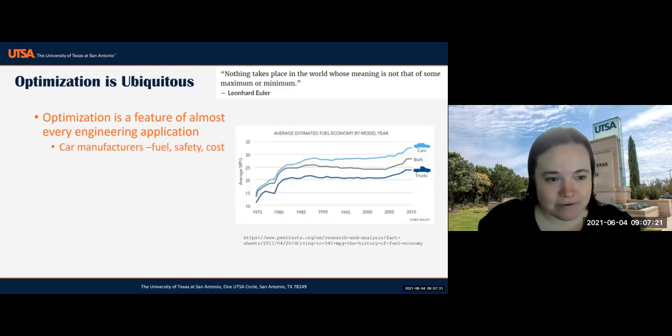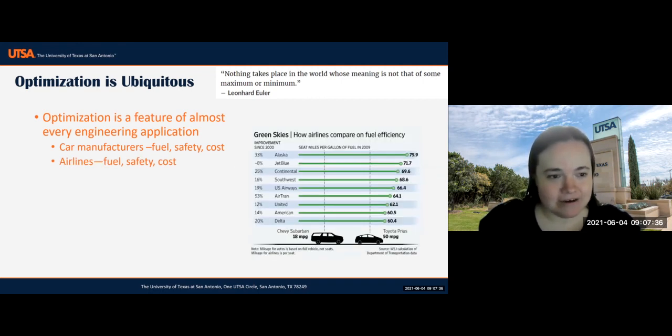So just some examples, car manufacturers are deeply driven by optimization. So they have to optimize fuel efficiency, safety, cost, and similarly, airlines have similar demands that they want to optimize. So for airlines, fuel optimality is crucial to their overhead, as are other optimization problems, such as the rather unpleasant optimization problem sometimes of how many people they can fit in economy and how much they charge us for tickets.